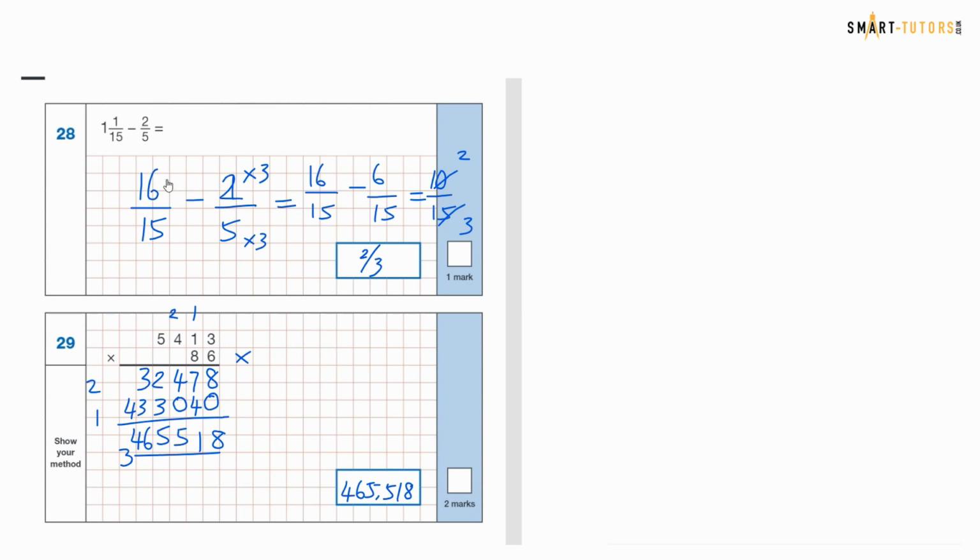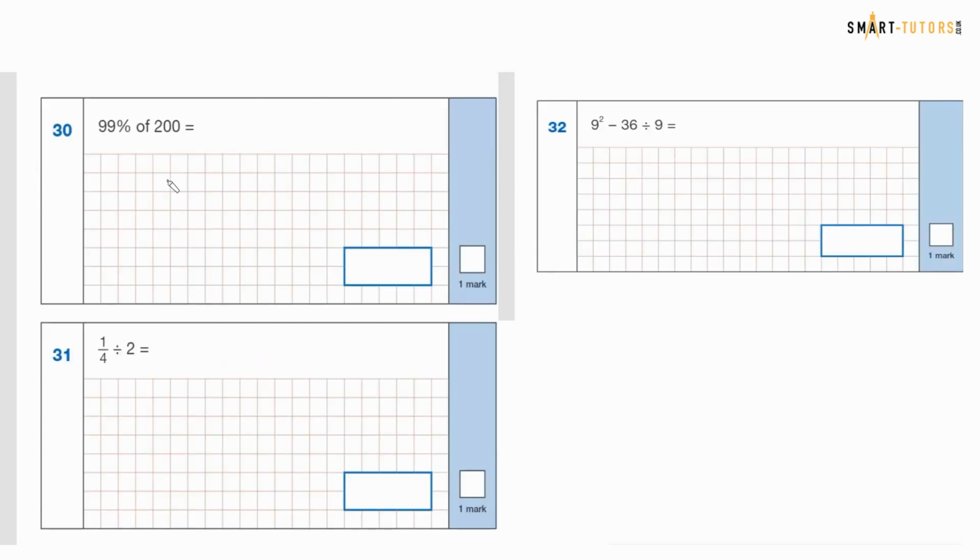Question number 30. We are nearly ending the paper. 99% of 200. So this is a percentage question. So you will have to do 99 over 100 times 200. Now you can divide 100 and 200 by 100. So it's 1 and 2. And then you can do 99 times 2, which is 198. Very good. As quick and easy.